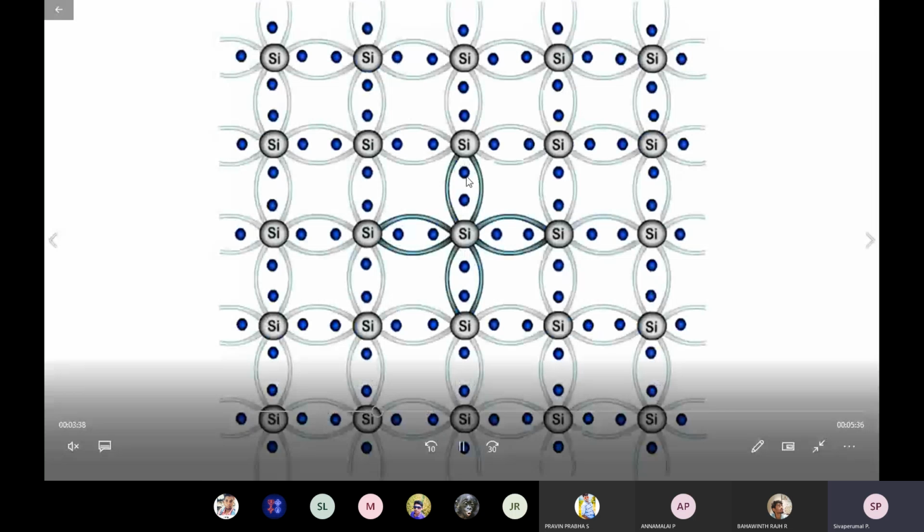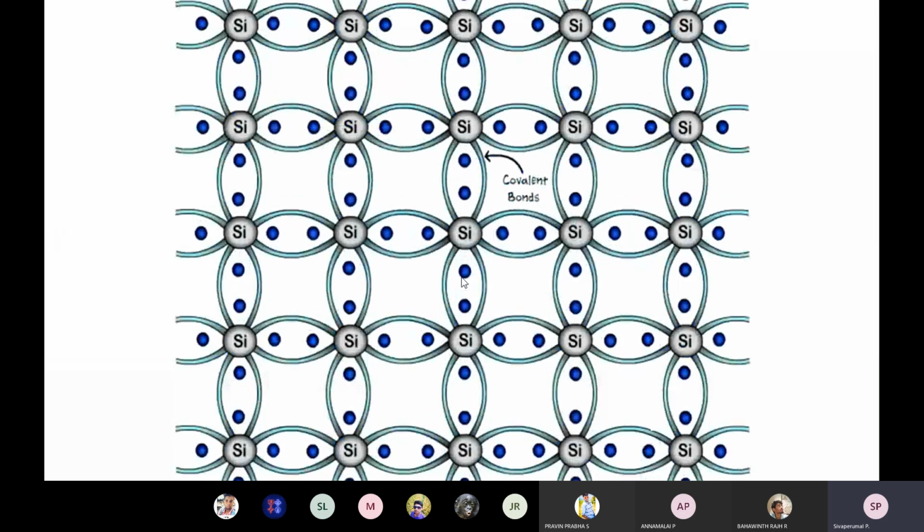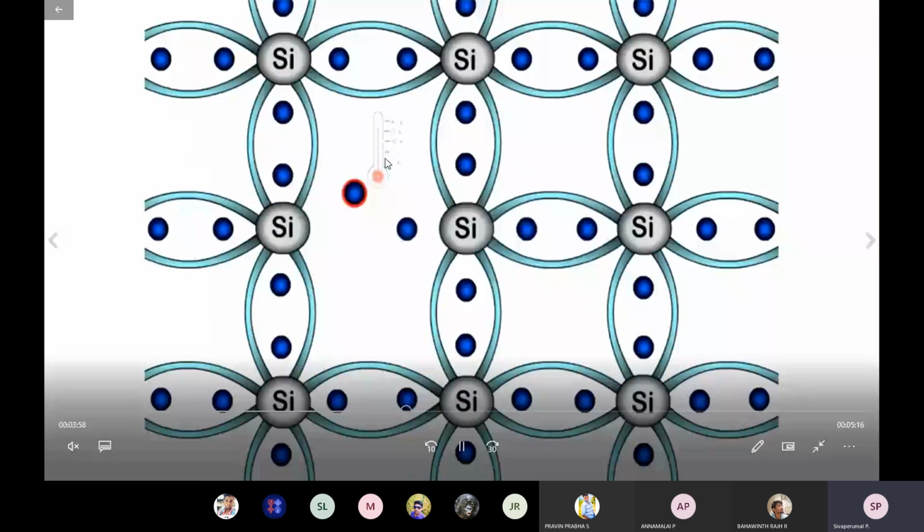That is called a bond, and that bond is nothing but a covalent bond between the two atoms. Once you increase the temperature, the bond will automatically be broken.